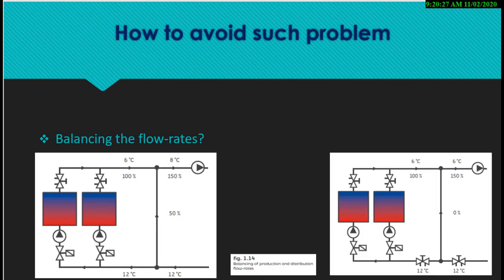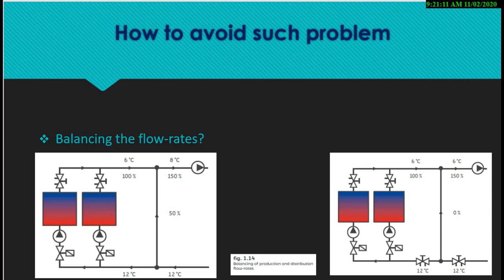Last solution, which is the preferred one: balancing the flow rates. The incompatibility problems described above depend only on overly high flow rates in distribution. It is inevitable that the correct measure of intervention is to equilibrate production and distribution flow rates by balancing. By doing so, there will be no flow in the bypass line, and so the correct flow rate and delivery temperature will be transferred from production to distribution.